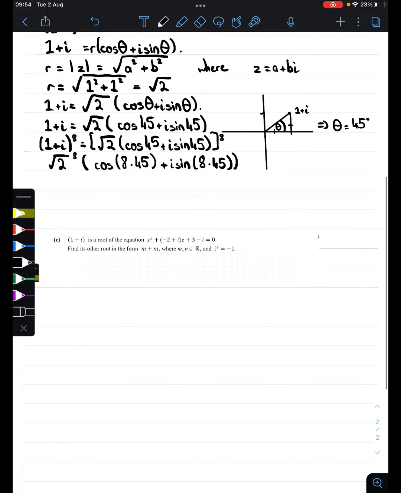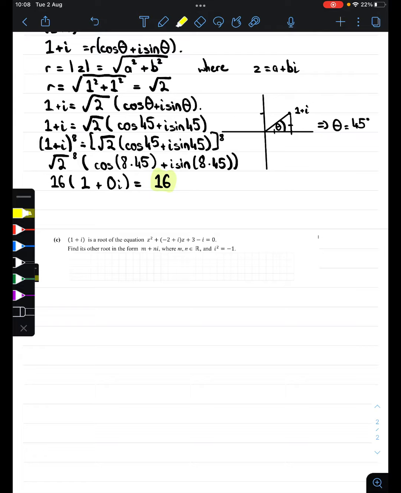Okay, and now root 2 to the 8, if we just do that on our calculator, is just 16. And 8 times 45 is just 360. And cosine of 360 is just 1, plus i times sine of 360, but sine of 360 is just 0. So it's just 16. So that's (1 plus i) to the 8 in its simplest form.